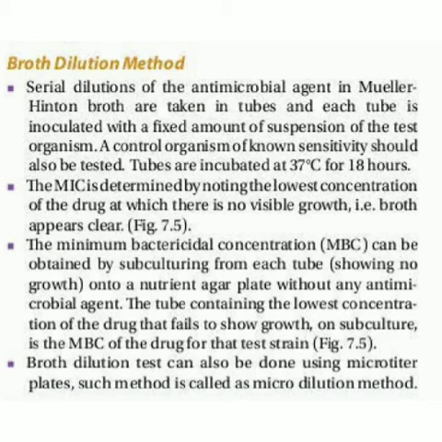So the tube containing the lowest concentration of the drug that fails to show growth on subculture is the MBC of the drug, and MBC is the minimum bactericidal concentration. How do we obtain it? It is obtained by subculturing from each tube showing no growth. So there will be some tubes where there is no growth of the bacteria. From those we will subculture a little amount onto a nutrient agar plate without any antimicrobial agent. From this we will calculate the minimum bactericidal concentration.